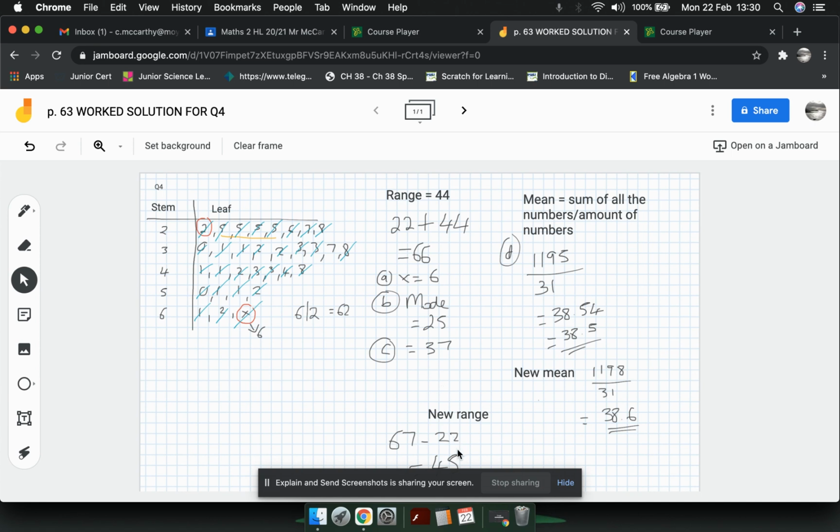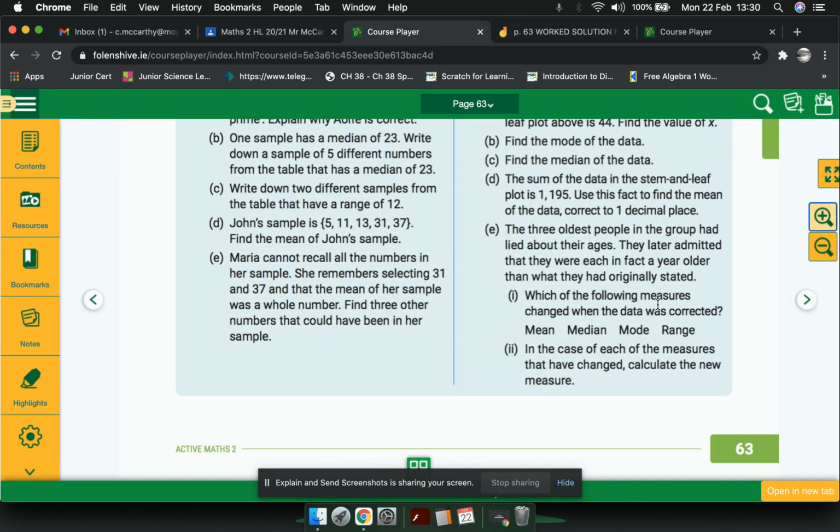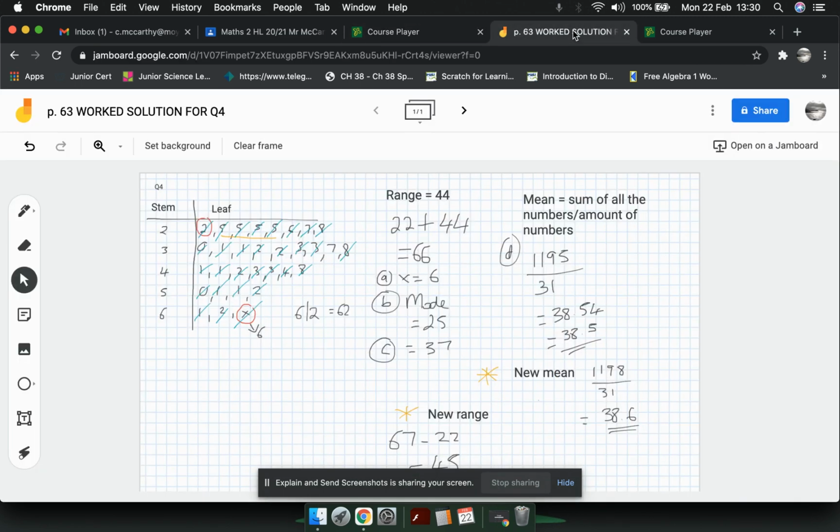So the values that are affected are the new mean, which is basically the standard average, and the range value. It had no effect on the mode, which was 25, and it had no effect on the median, which is 37. Right, does that answer our questions? It says which of the following measures were changed when the data was corrected. The answer is the mean and the range. Final question, in the case of each of the measures that have changed, calculate the new measure. And I've basically done that in order to answer the question. So the answer is 38.6 for the new mean and 45 for the new range.